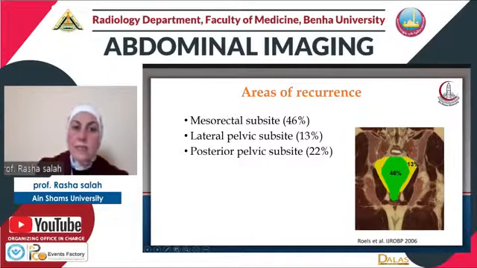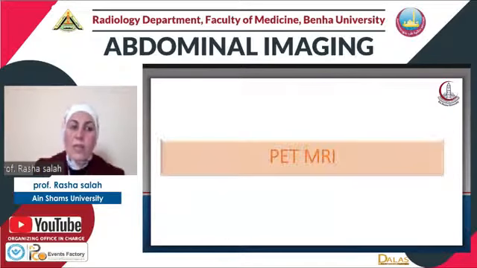The mesorectal site is the most common site of recurrence of the rectal cancer, followed by the lateral pelvic side wall and the posterior pelvic side wall. These are the most common sites for recurrence if we are searching for a recurrent rectal lesion after surgery.